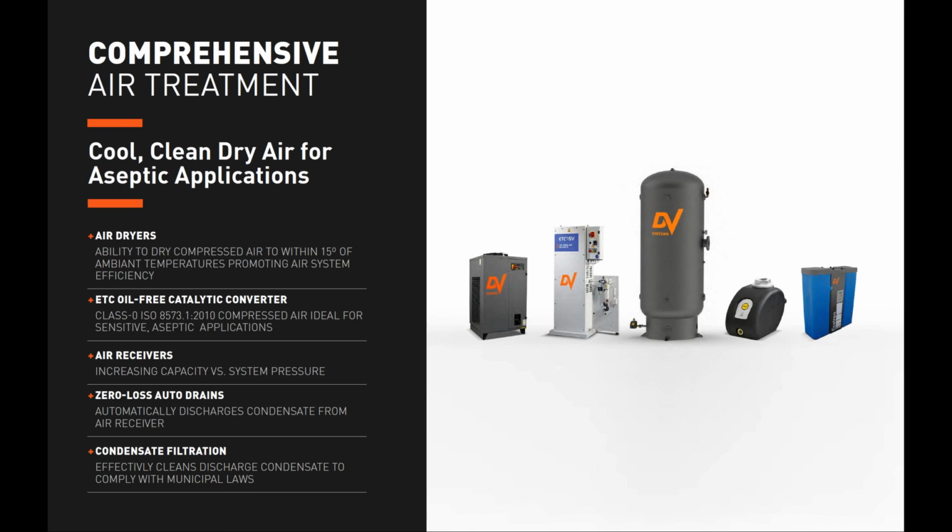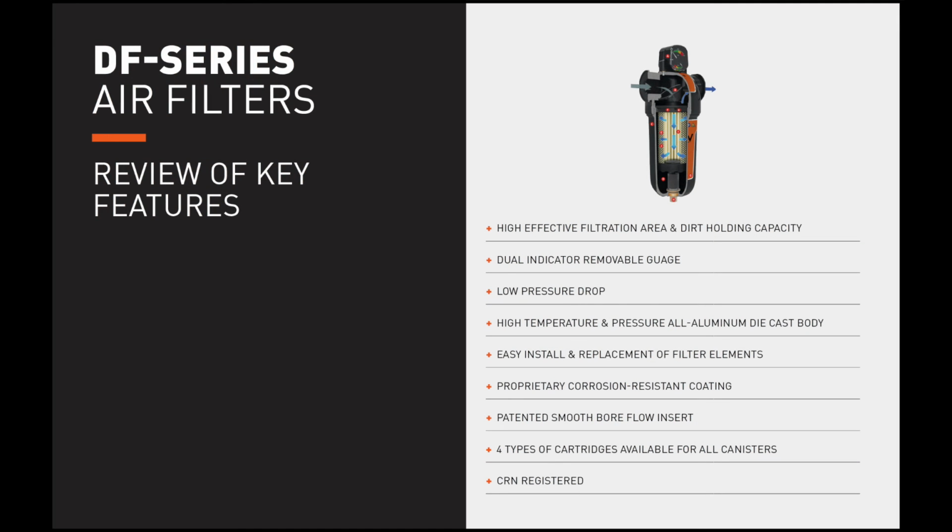Air filters are only one critical component of a properly functioning, effective, and efficient compressed air system. DV Systems offers a complete range of products that provide a comprehensive solution to your compressed air system needs. Air dryers that dry compressed air to within 15 degrees of ambient temperatures, promoting air system efficiency. ETC oil-free catalytic converters, providing class 0 compressed air, ideal for sensitive aseptic applications. Air receivers, zero-loss auto drains, which automatically discharge condensate from an air receiver, as well as condensate filtration, which effectively cleans discharge condensate to comply with municipal laws.